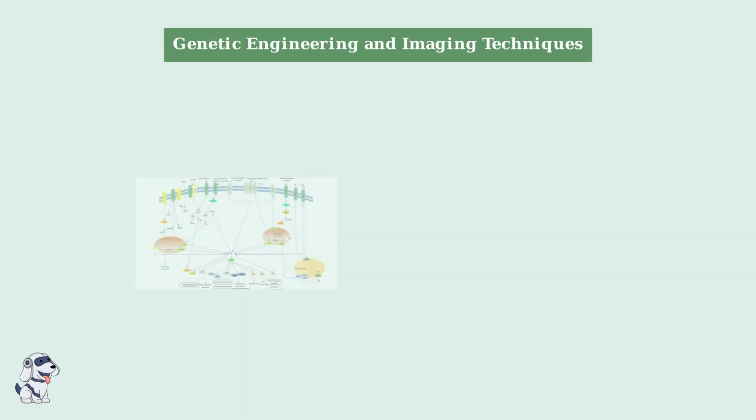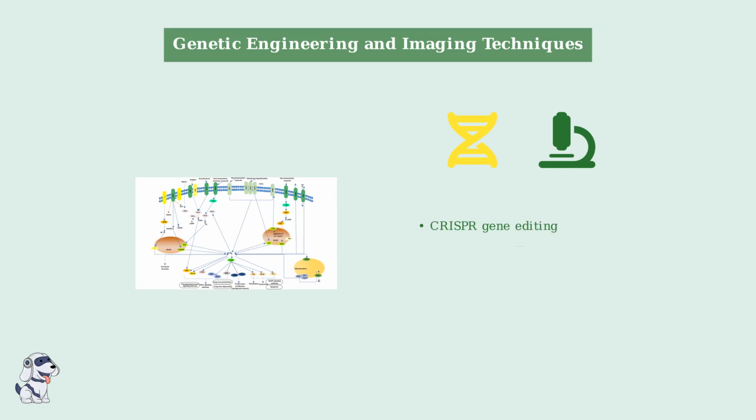Advanced genetic engineering and imaging techniques are revolutionizing our understanding of calcium transport in plants. This calcium signaling pathway diagram shows the complex networks that researchers are now able to study and modify. Modern techniques include CRISPR gene editing for precise modifications, fluorescent calcium indicators to track calcium movement, live cell imaging to observe real-time processes, and direct manipulation of calcium transporters.